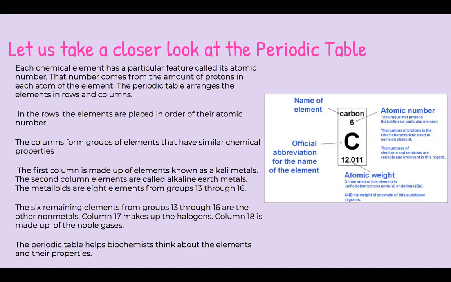So if you look at the right, the photo is of how you would typically see an element of the periodic table. So there's the name of the element as well as the atomic number. There's also the official abbreviation for the name of the element. So you can't make up abbreviations. There's only something that's official. And there's also the atomic weight of the element.